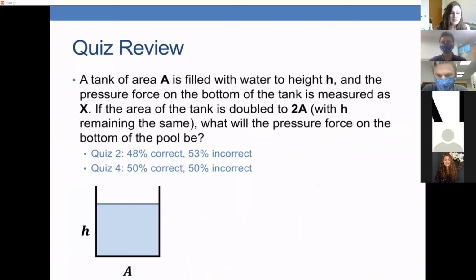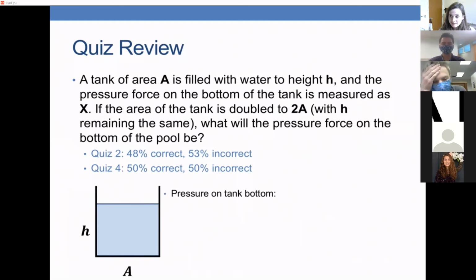Okay. The second one: a tank of area A is filled with water to height H. Pressure force on the bottom of the tank is measured as X. If the area of the tank is doubled to 2A with H remaining the same, what will the pressure force on the bottom of the pool be? And this one, we didn't get as much improvement as I wanted, because it was 48 to 53, 52% before, and then it was 50-50 the second time.